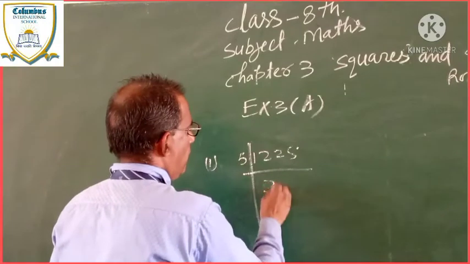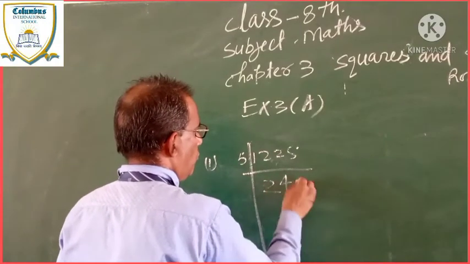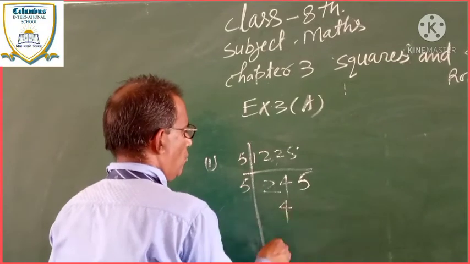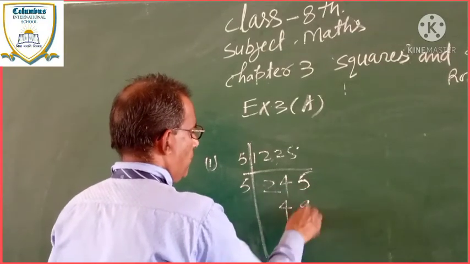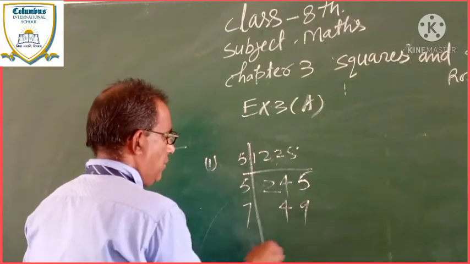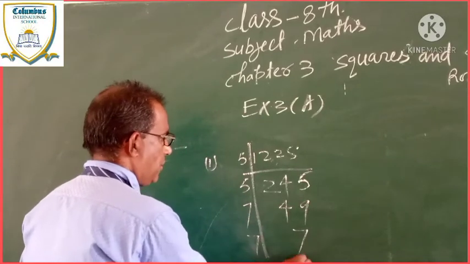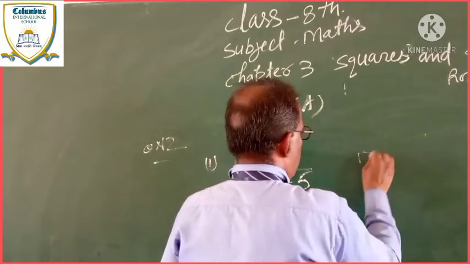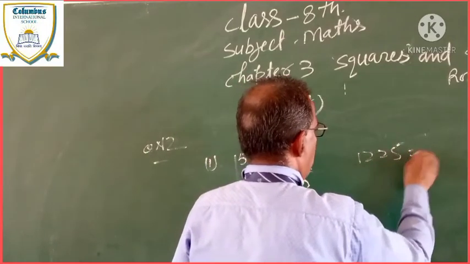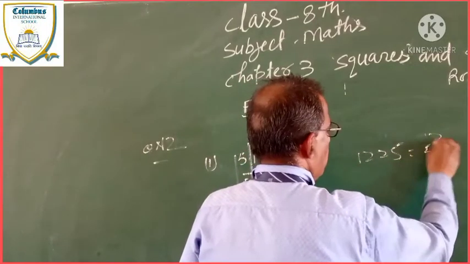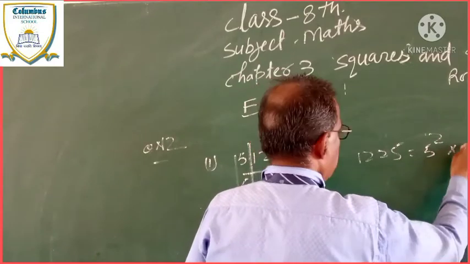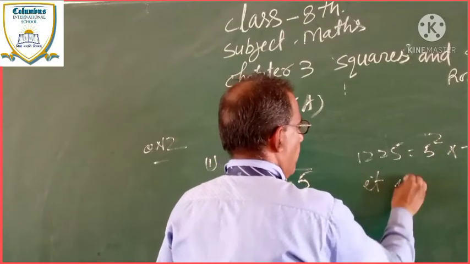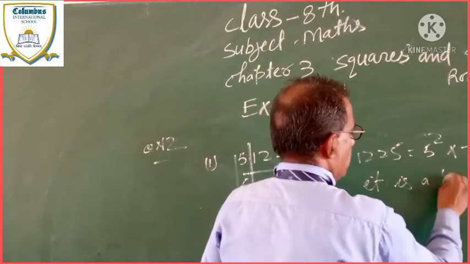5 twos are 10, 2 fives are 10, 5 fives are 25; 5 fours are 20, 4 fives are 20, 5 nines are 45; and 7 sevens are 49, 7 ones are 7. So 1225 equals 5 square into 7 square. It is a perfect square.